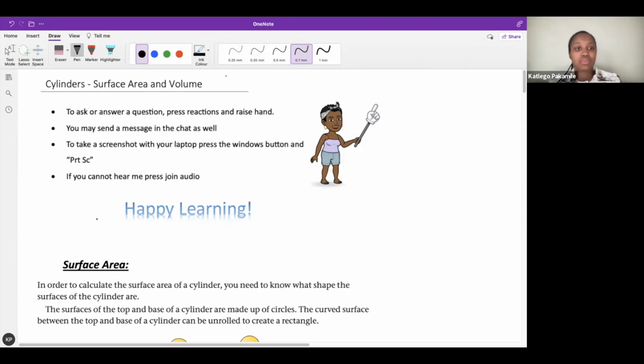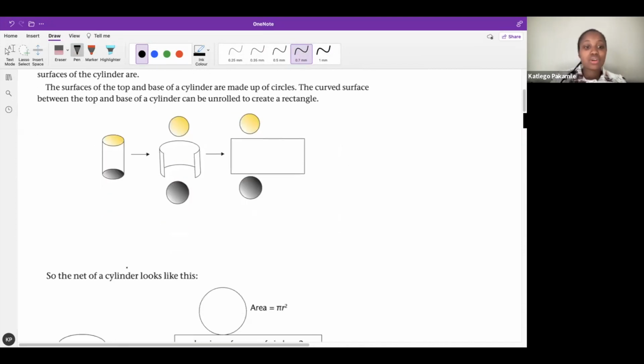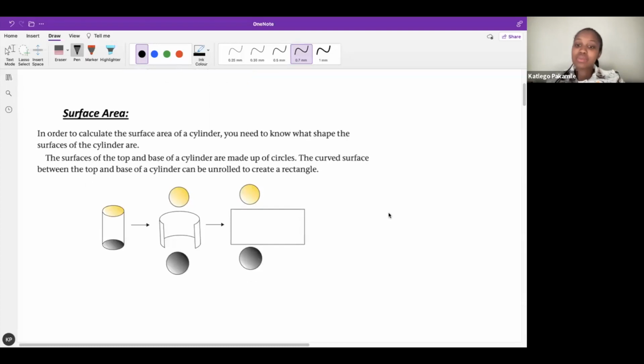Let us start with surface area and volume of cylinders. So let's start with surface area. I like starting with the more difficult one. As we know, surface area is a little bit more complicated than volume when it comes to three-dimensional shapes. So I want us to unpack the surface area of a cylinder.